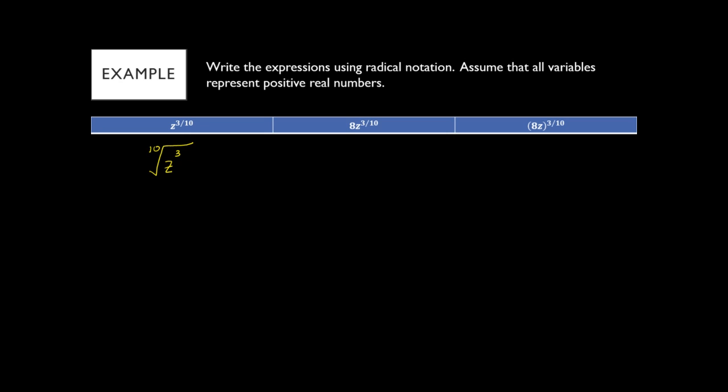Now, in the middle here, I have 8 times z to the 3/10. So that 8 is not part of the exponent because it's not in parentheses. So the 8 will stay in front, and then you're basically converting z to the 3/10. Since I already did that on the left, I can write this as 8 times the 10th root of z cubed.